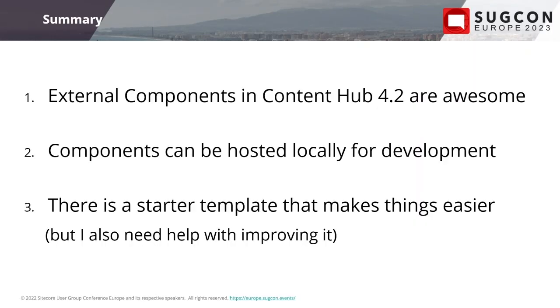To summarize, these are the three things I want you to take away. External components in Content Hub 4.2 are awesome. They're really powerful. They can be hosted locally for development, and there is a starter template that makes things easier. But I'm also sending out a call for assistance to make it better. There are some things that if you use it, you'll see. I won't spoil the surprise, but you'll see that maybe it can be improved in some ways.